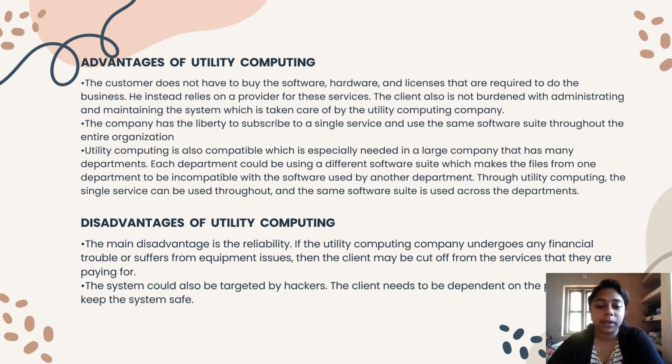The company has the liberty to subscribe to a single service and use the same software suite throughout the entire organization. Utility computing is especially needed in a large company that has many departments. Each department could be using a different software suite, which makes the files from one department incompatible with the software used by another department. Through utility computing, a single service can be used throughout, and the same software suite is used across the departments.